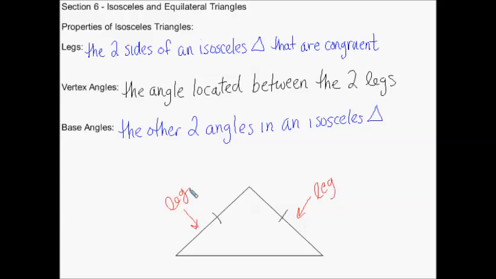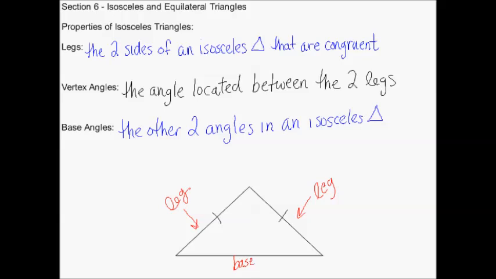The other side is called a base. And again, we usually think of the bottom of a triangle as the base. But because we're talking about an isosceles triangle, it doesn't matter which way the triangle is turned. The non-congruent side is the base.